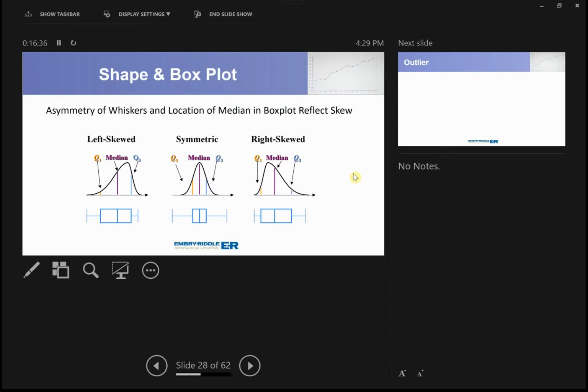Okay? When you're right skewed, again, notice the asymmetry in the whiskers. And notice this portion of the box is getting stretched out. When it's symmetric, the whiskers will be about the same length, and the median will be right about in the center. So you can see it.